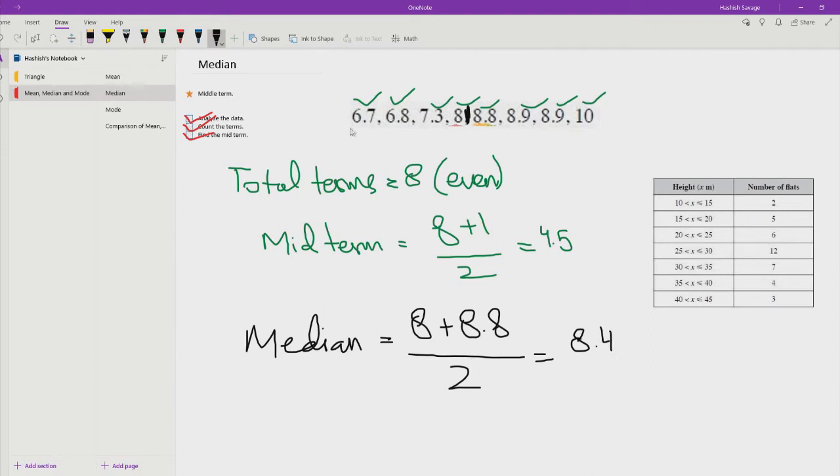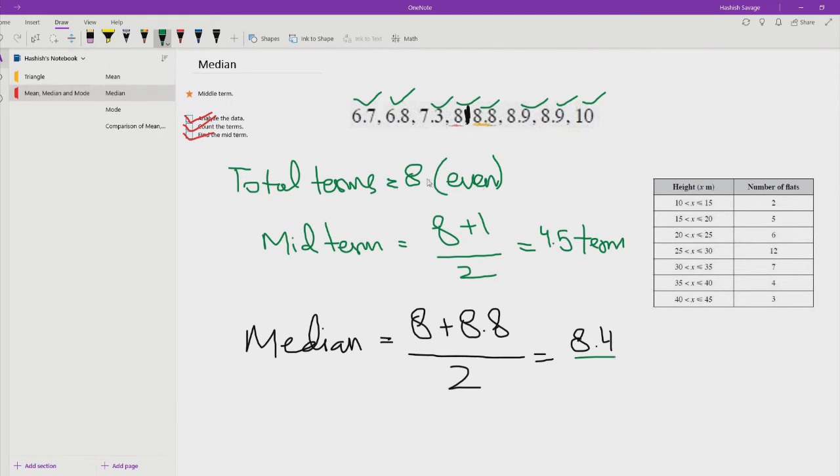You just need to analyze the data first, count the number of terms, and then find the midterm. First count the number of data. Over here there are total 8 terms. So how to find the midterm? Just add 1 to the total number of terms and divide by 2. Over here it was the 4.5th term. As the 4.5th term lies in between this 8 and this 8.8, basically in between the fourth and fifth term, I'm going to find the average of both to get the median.